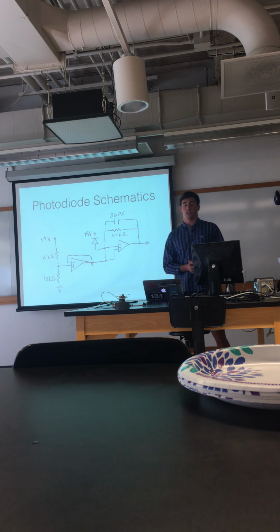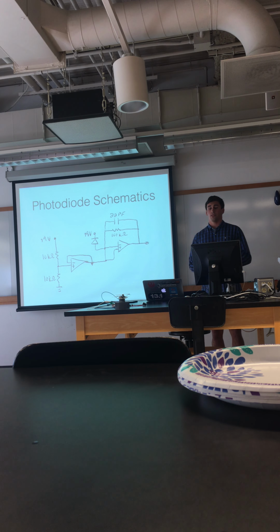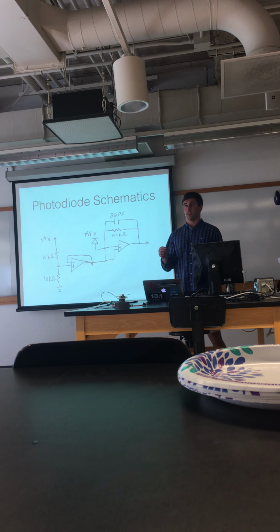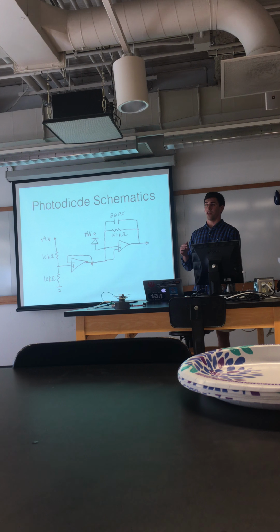I also used a photodiode. The reason that I used a photodiode was because the PIR gives a signal, but it doesn't give any sort of data on the timing of it. So the photodiode gives a very simple up or down based on whether it's seeing light or not seeing light.